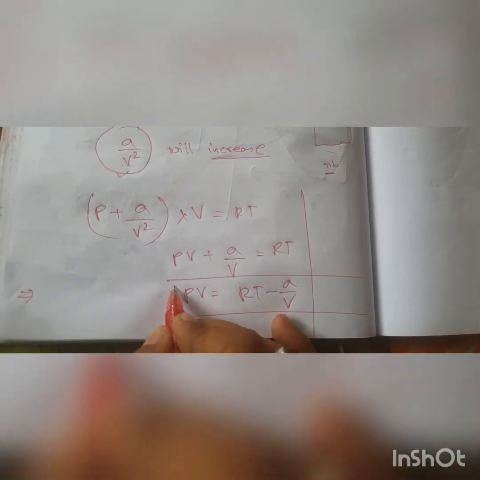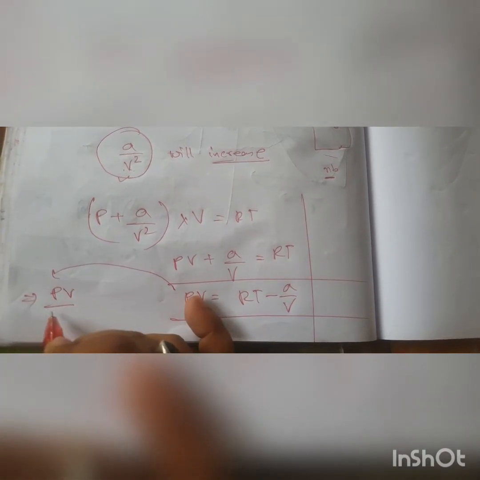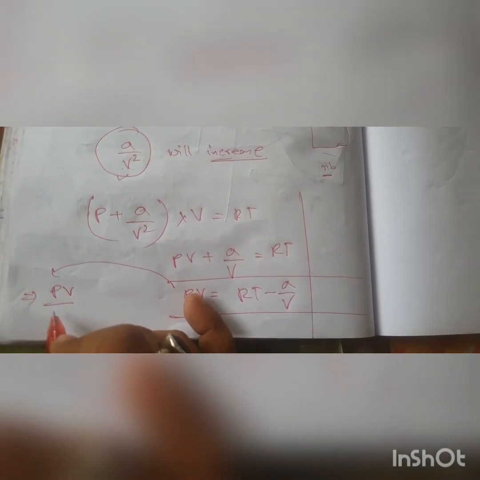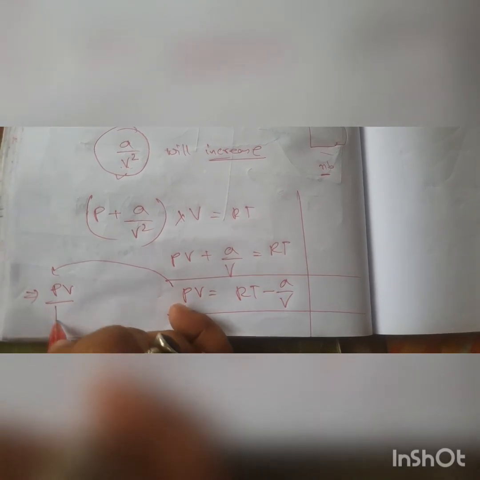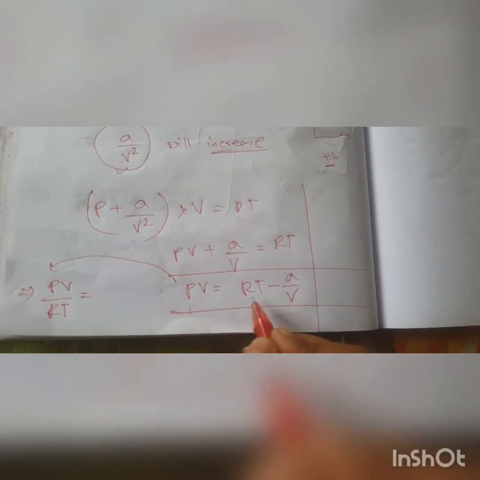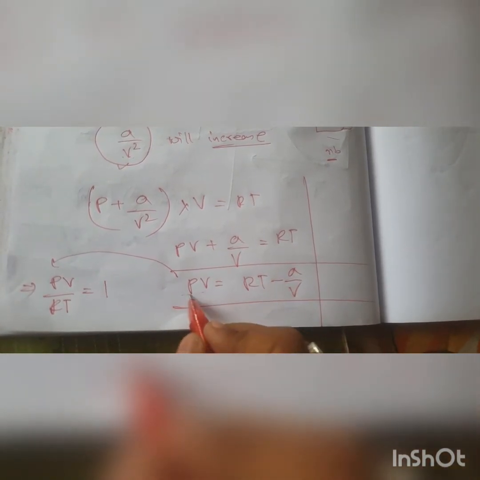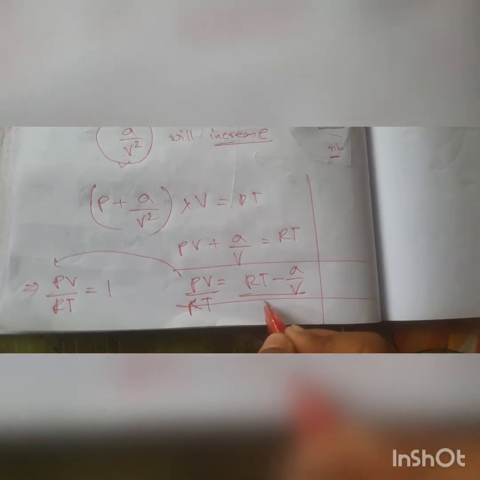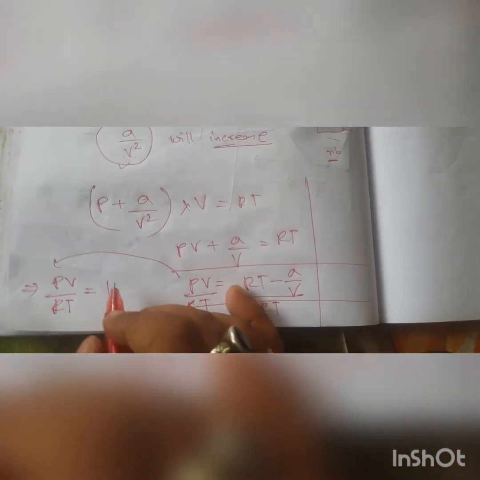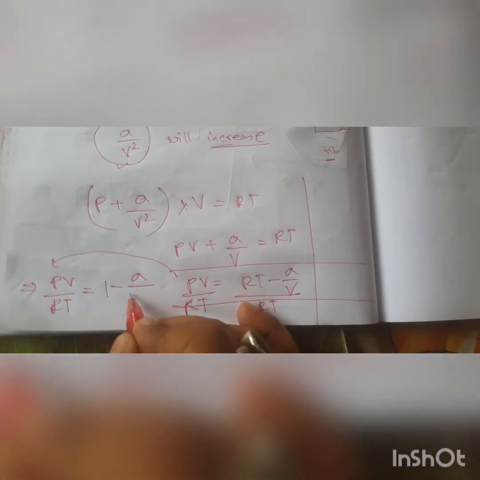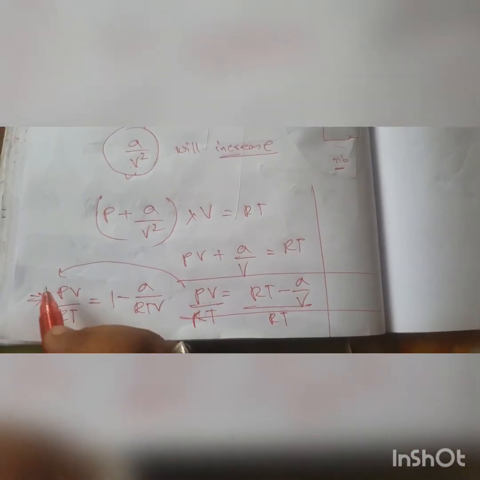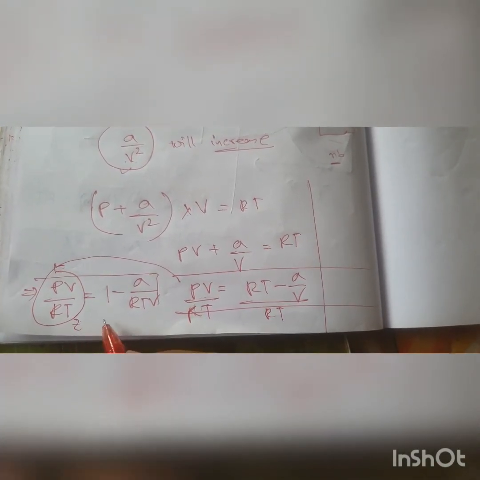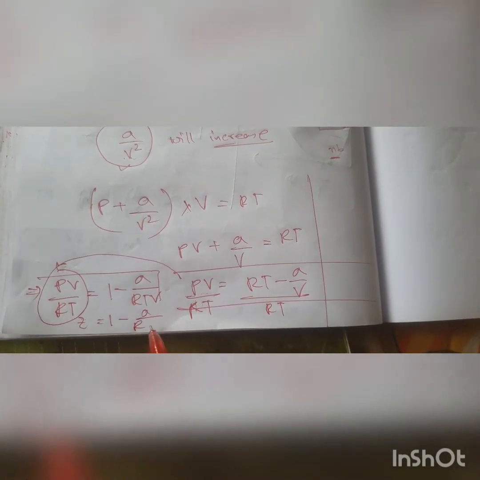Now when you get this, wait. From here I am shifting this side, PV by RT. I am dividing this side by RT and this entire side by RT, so RT by RT will be cancelled and it will be minus A by RTV. Yes or no? Agreed or not? So this is overall the compressibility factor Z for 1 mole. So that is 1 minus A by RTV.